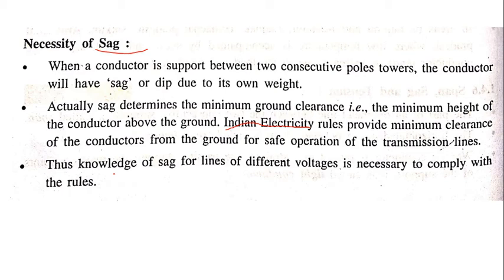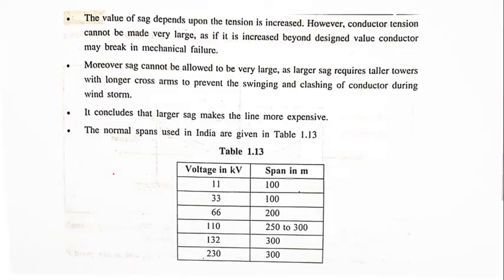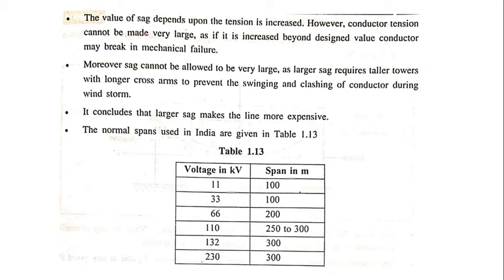We need to be aware of the minimum value of ground clearance for which type of sag at what voltage level. The value of sag depends upon the tension. As tension is increased, sag decreases. However, the conductor tension cannot be made very large, as if it is increased beyond the design value, the conductor may break in mechanical failure. Moreover, sag cannot be allowed to be very large either.